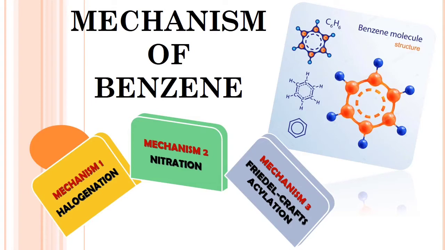Now we are going to learn the mechanism of benzene. In aromatic compounds, there are 4 mechanisms that you need to learn. For now, we are going to learn about the mechanisms of halogenation, nitration and Friedel-Crafts acylation. So guys, let's start.